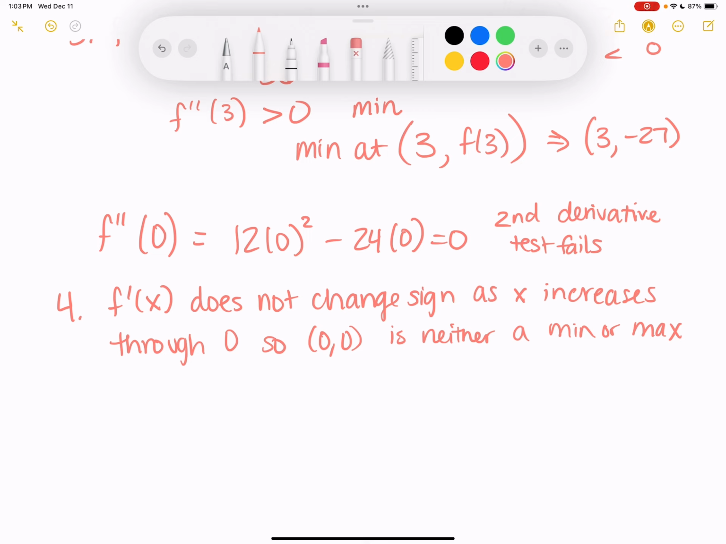In the previous example, it changed from negative to positive, so it was a min. This one does not change, so this one is neither. If it goes from positive to negative, it would be a max.